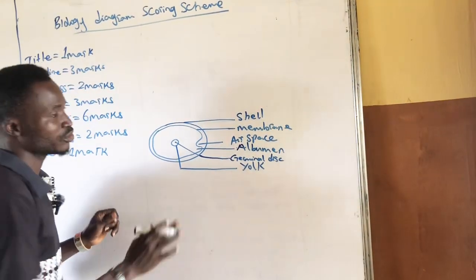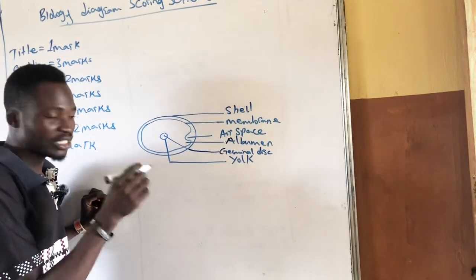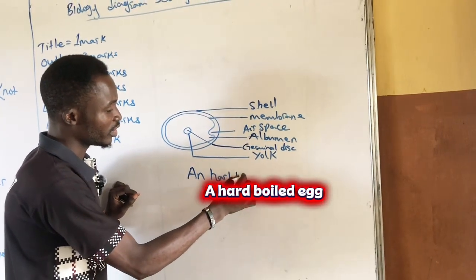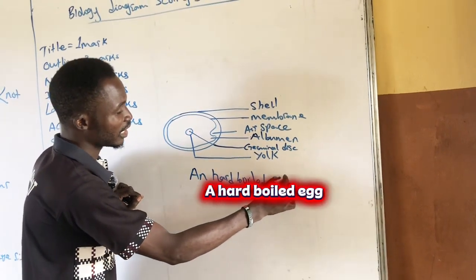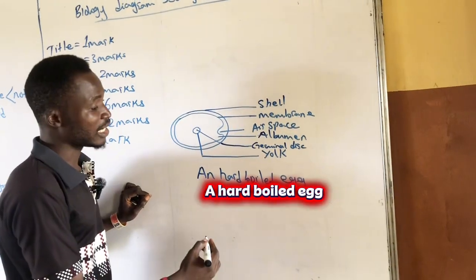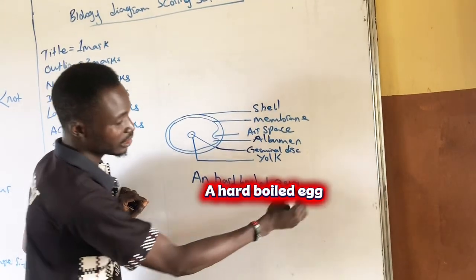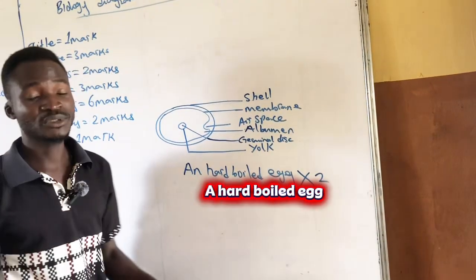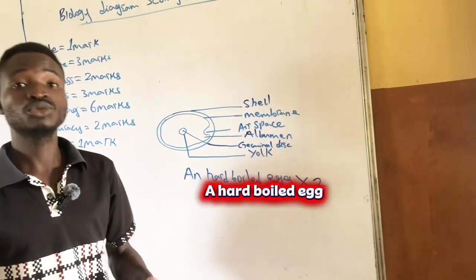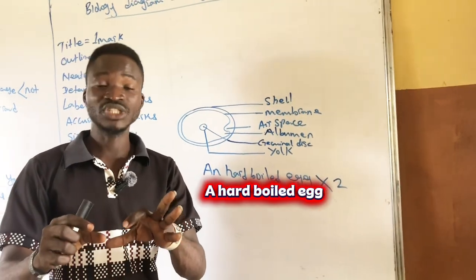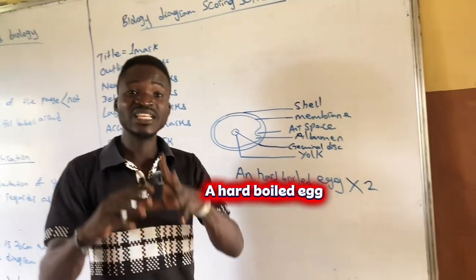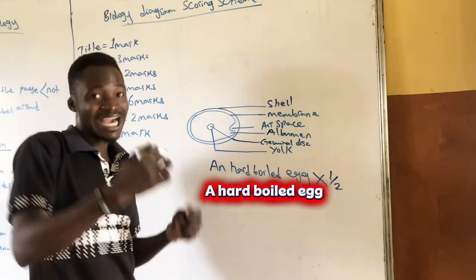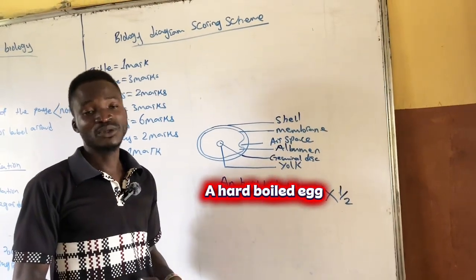Now let's give it the title. What is the title? I told you it's a hard-boiled egg. Just write a hard-boiled egg. Did you see that? Just put it like this. Times 2, let's say. Why did I put it times 2? It might be times 2 of the original egg that I'm having here. But if your egg is smaller than it, you can put 1/2, like half of the original size. Did you get that now?